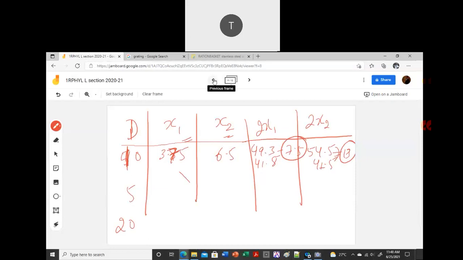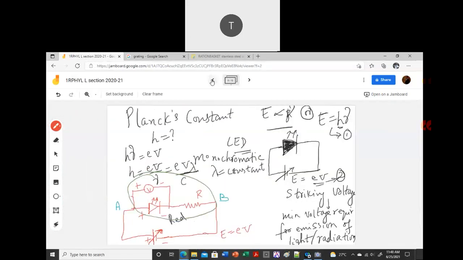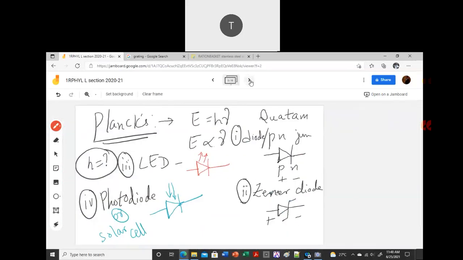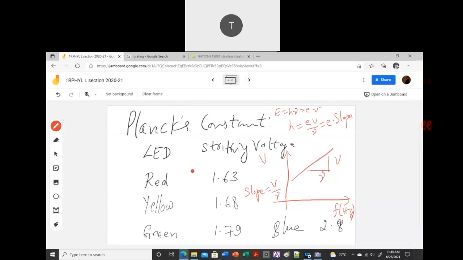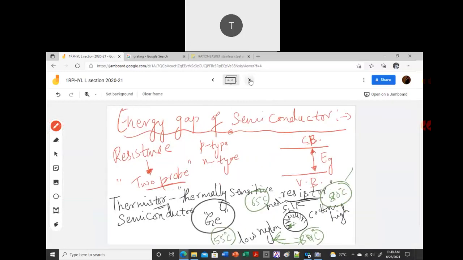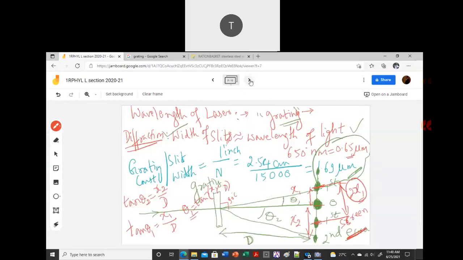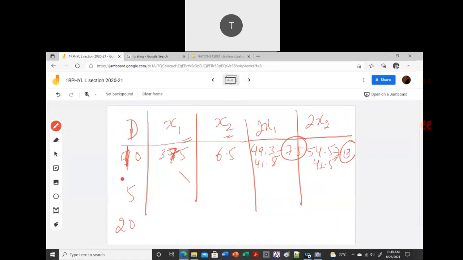We have done the first experiment, which is the Planck's experiment. For Planck's experiment, I will send you the values for striking voltage. Then I will send you the energy gap values for your resistance and temperature, and also the values for your x1, x2 at different distances. You have to calculate these.